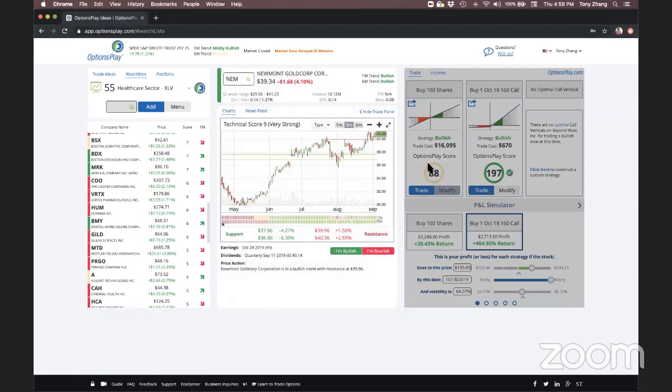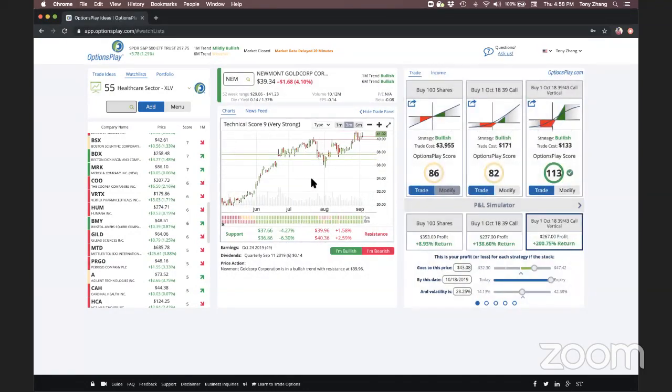Newmont Gold Corp. Gold has absolutely gone gangbusters. I think there's probably some room still left to the upside on gold because this is really a flight to safety from the low interest rate environment. So the 1 month technical score of 9, very strong. The 1 month and 6 month trend is bullish. This stock did pull back a little, 4% today.